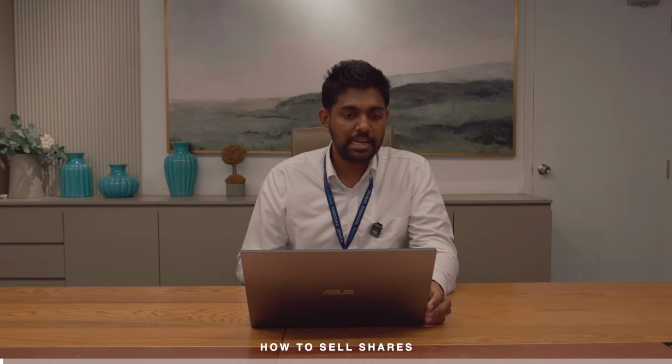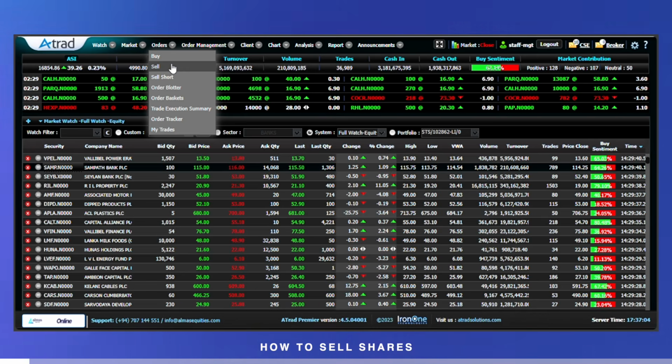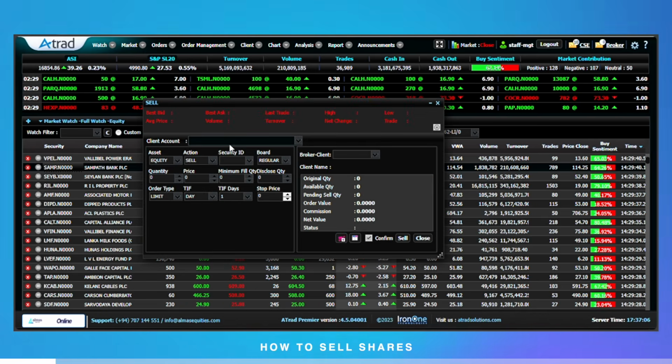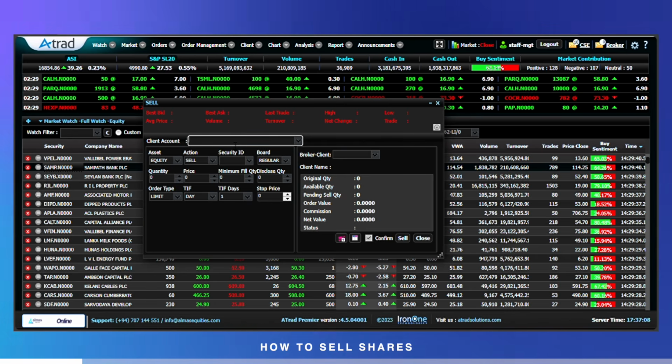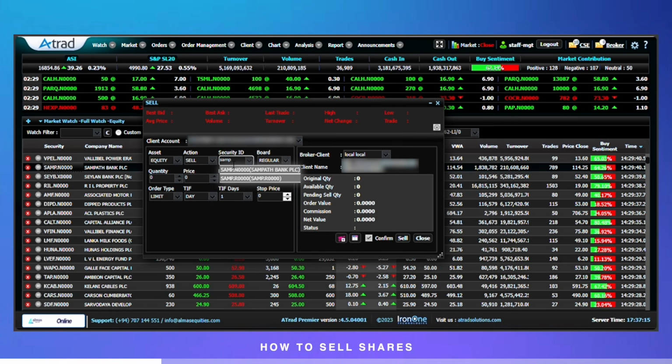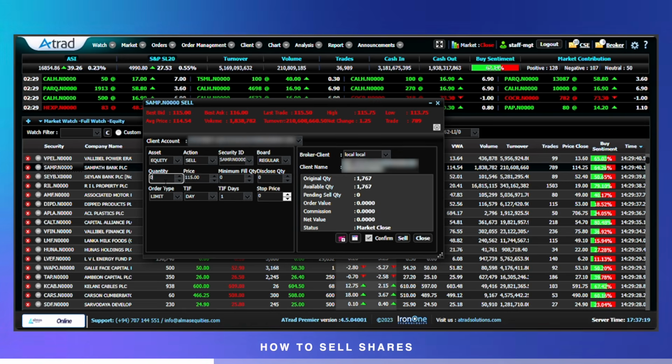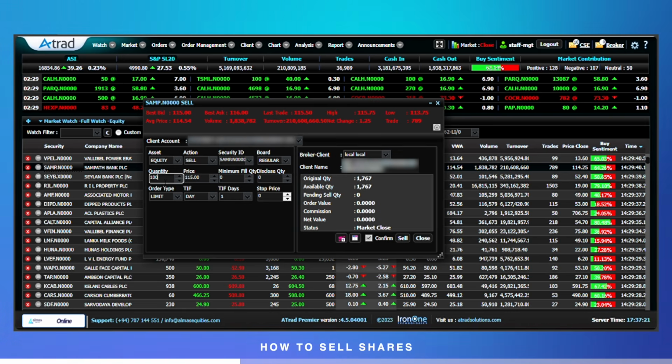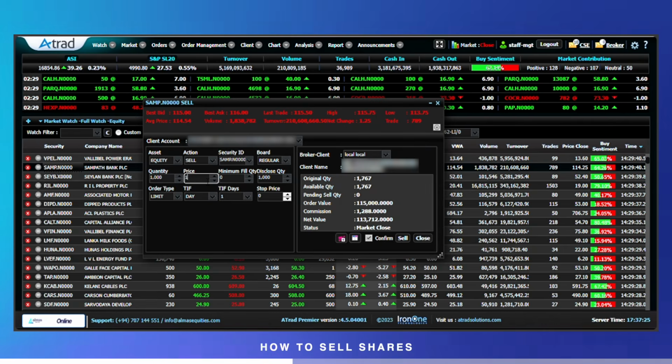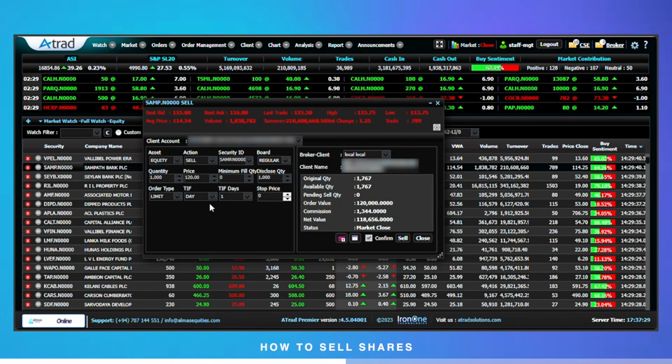So then let's say you want to sell these securities that you have purchased, which are available in your trading account. You have to pick the security that you want to sell, and then you have to pick the quantity and at what price you want to sell these shares, and then again the same procedure applies here.